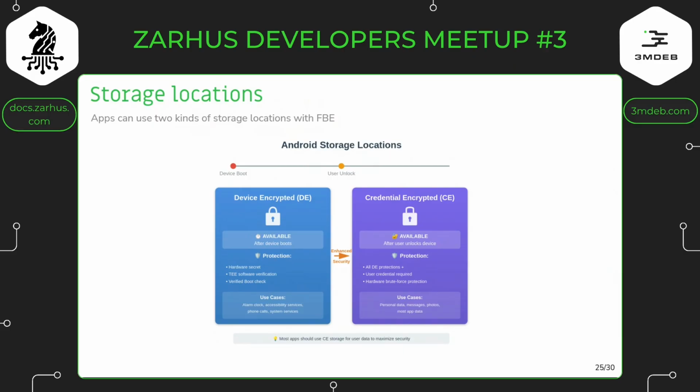So as a result, we also have two kinds of storage locations with this file-based encryption. We have device encrypted, which is decrypted automatically as soon as the device has booted and passed the verified boot phases. And we also have credentials encrypted. Those files are only decrypted when verified boot passes and the user also unlocks the device. So that's recommended for most of the data, but if there is some specific service that needs to be executed or access some data before the screen is unlocked, there is an option to do that.